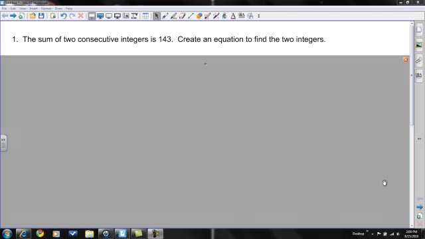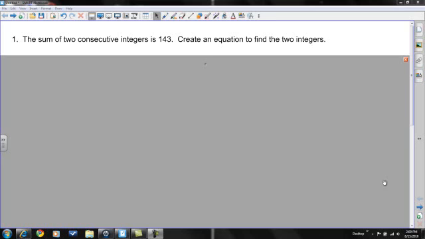In this lesson, we are going to use what we have learned about algebra to set up an equation to solve a word problem. Let's look at number 1. The sum of two consecutive integers is 143. Create an equation to find the two integers.